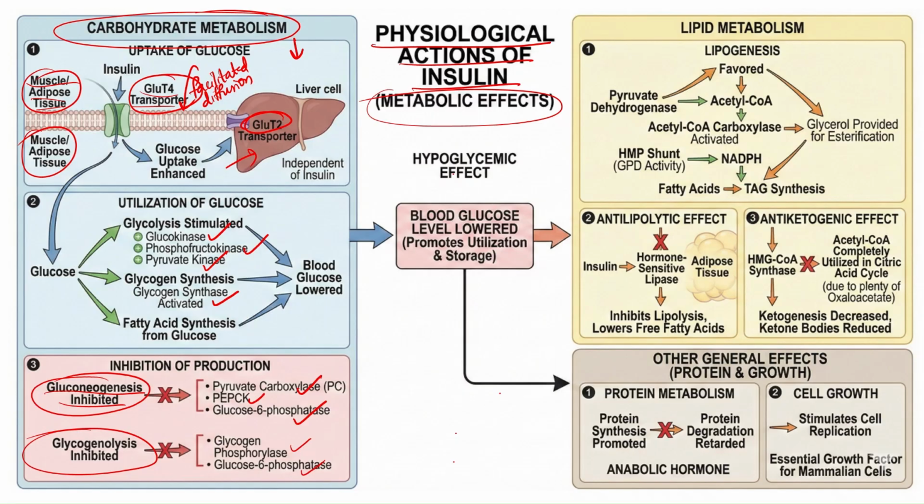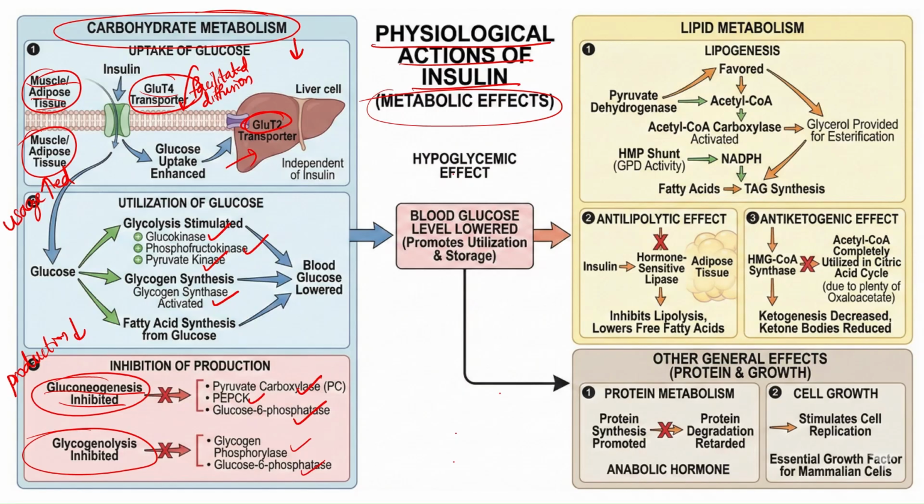These two pathways usually increase the glucose. So here the usage of the glucose is increased via the GLUT4, GLUT2, and production is decreased by decreasing the gluconeogenesis and glycogenolysis. So this is the effect on the carbohydrate metabolism.